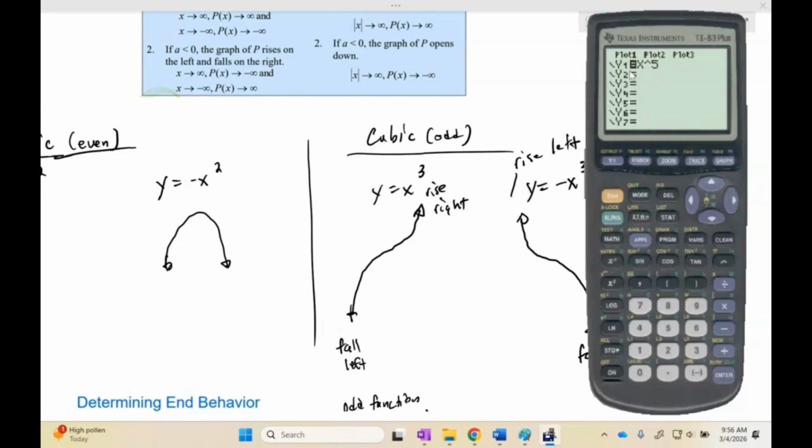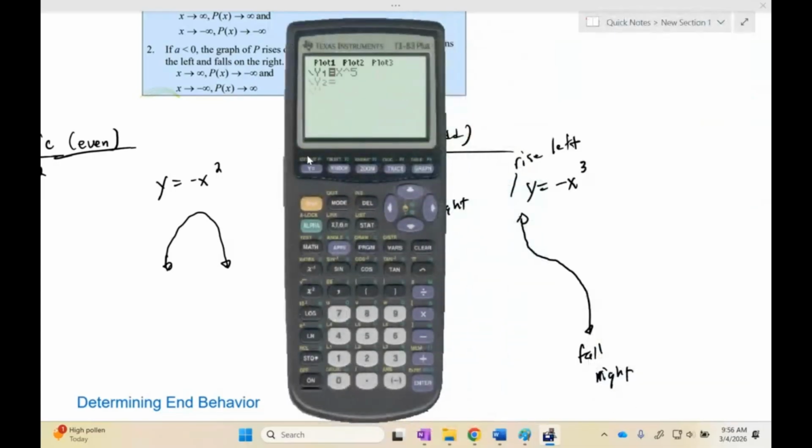It's an odd function. The coefficient of my term is a positive 1. So when I graph it, it should fall to the left and rise to the right. If I hit graph, notice that it falls to the left and it rises to the right. If I change this to a negative x, let's raise it to the 7th power. It's still an odd function. The coefficient is negative, so that means when I graph this, it should rise to the left and fall to the right.